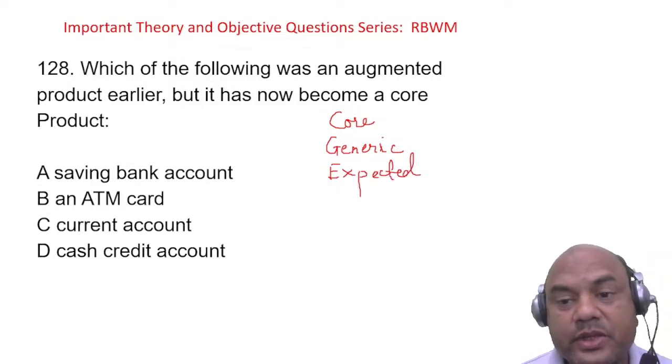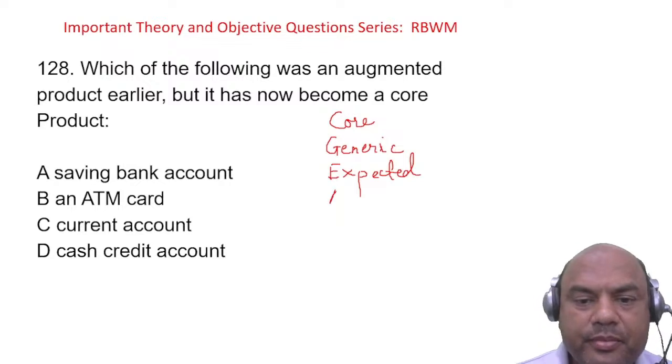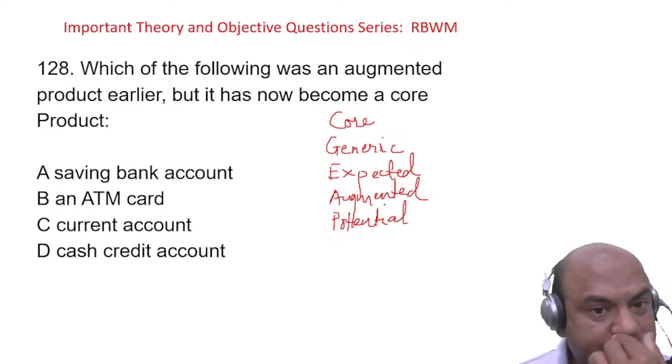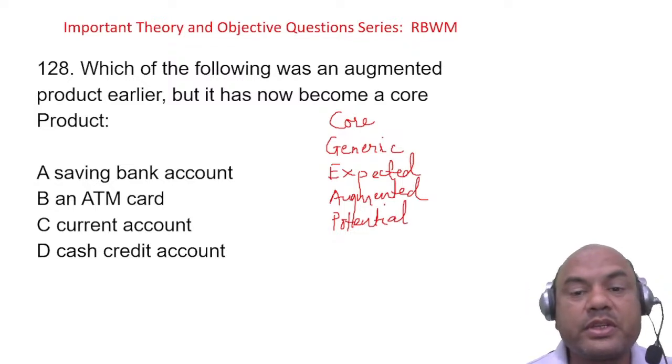Then next one is augmented. And last one is potential. So these are the 5 levels of products. So which of the following was an augmented?